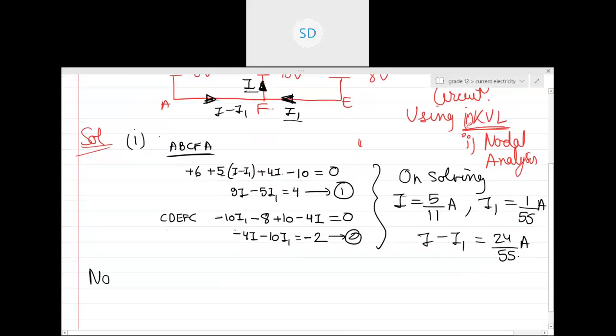Let's try to do it using nodal. I need to draw the question again. It was already taken.